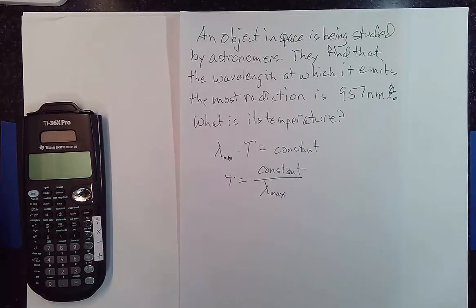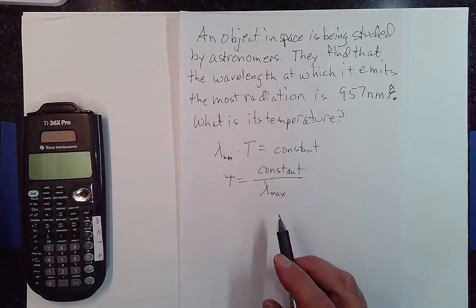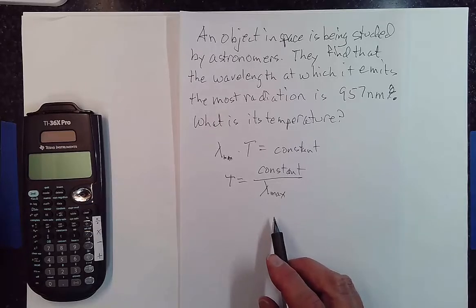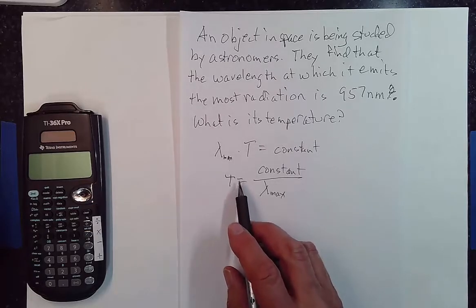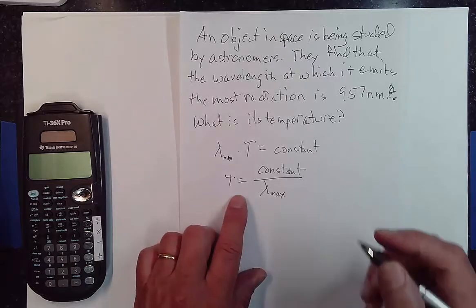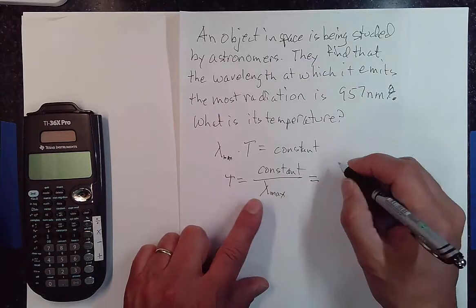If we know the temperature of an object, we can figure out the wavelength at which it will emit the most radiation. If we know the wavelength at which it emits the most radiation, which we get by observation, we can figure out its temperature. This is how we measure the temperature of objects out in space.